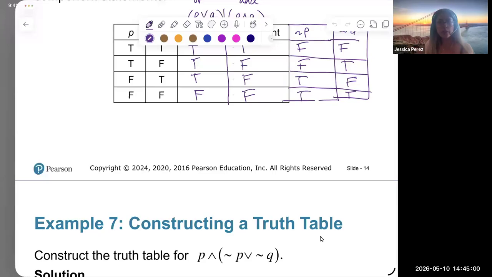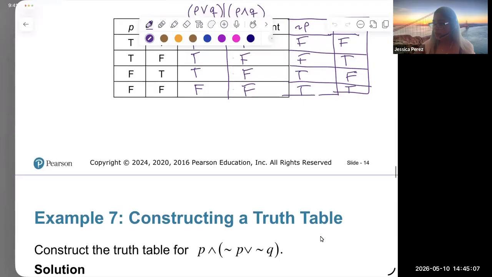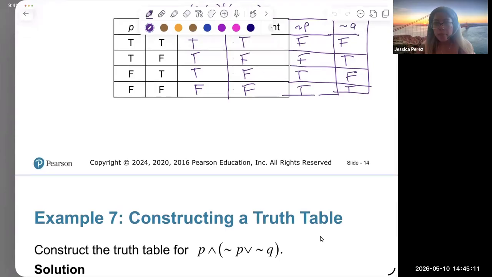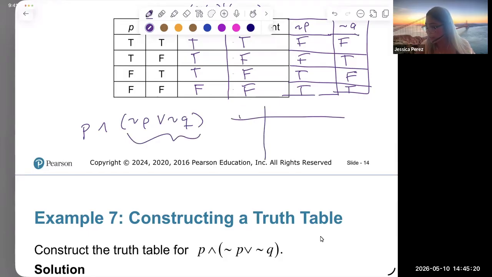Hello, everyone. We are going to look at example 7. We are interested in constructing a truth table for the following statement. We wish to do a truth table for the statement that says P and (not P or not Q). So we always start on this statement. What we know is we're going to need a table with a P, with a Q, with not P, not Q, and then we're going to need not P or not Q.